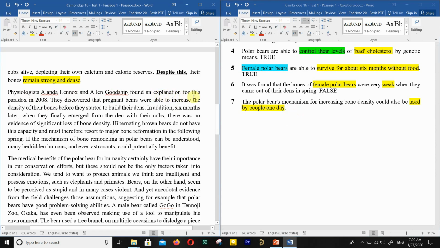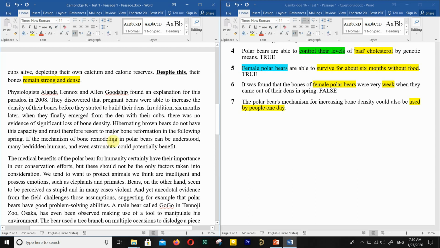Here, they found an explanation for this paradox in 2009. They discovered that pregnant bears were able to increase the density of their bones before they started to build their dens. In addition, 6 months later, when they finally emerged from the den with their cubs, nothing about the human or people. Hibernating brown bears do not have this capacity and must therefore resort to bone reformation in the following spring.